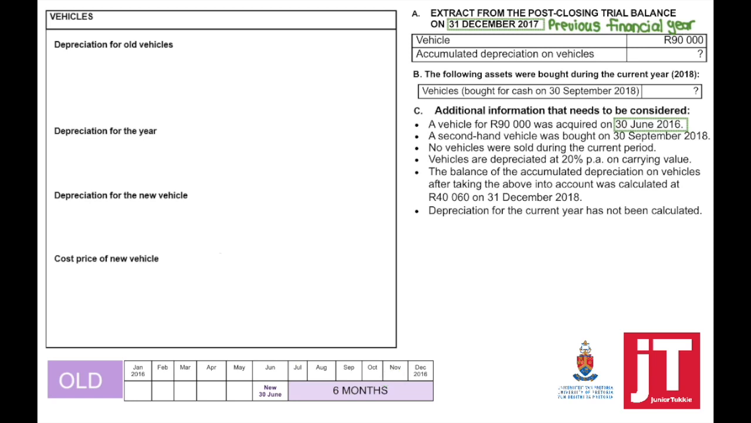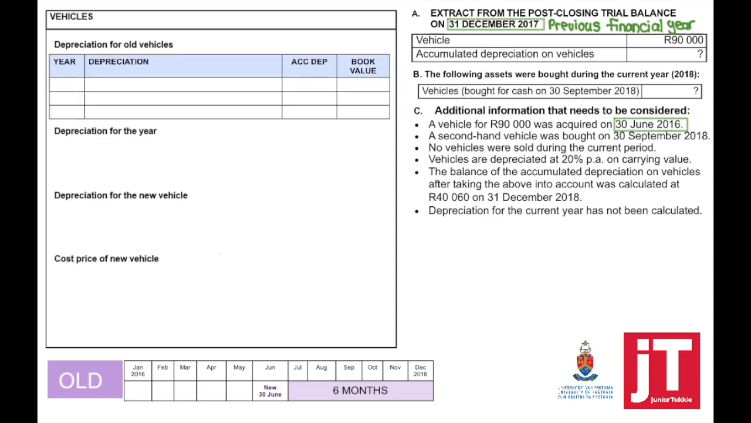This means that depreciation must be calculated for 6 months when we're calculating it for the first time. So this is just what I tend to do in a question, like an exam. I will write a fixed asset register. So this is basically an extract of the fixed asset register.